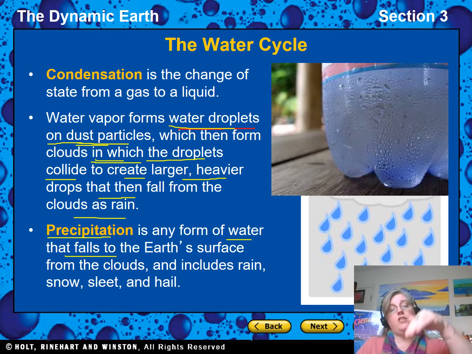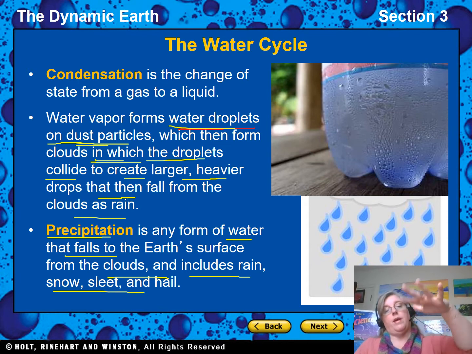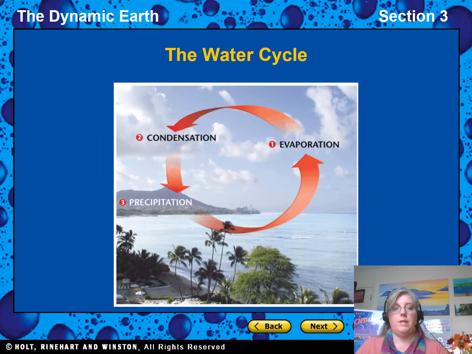The word precipitation actually means to fall. Like if you were being fancy, even a person falling off a cliff would be precipitation. But it just means fall. We use it for weather. Clouds, rain, snow, sleet, and hail. So we've got evaporation, condensation, precipitation. All right, let's see what happens next. Evaporation, condensation, precipitation. Those are the 3 main steps.